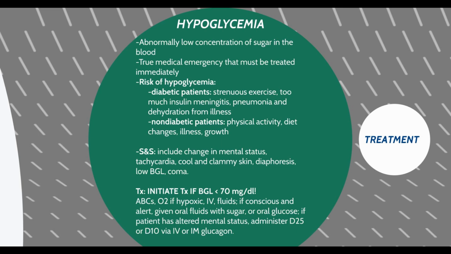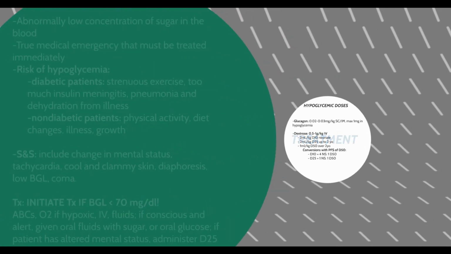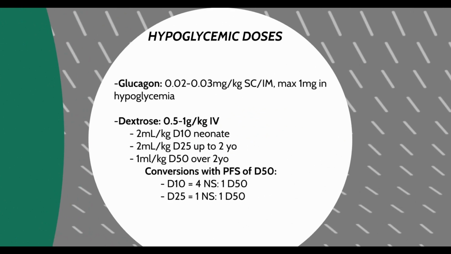All right. So if the patient has an altered mental status, you can administer D25 or D10 via the IV, or you can administer intramuscular glucagon. So let's look at the treatments and the different dosing regimens of these different medications. So starting off, glucagon, you can administer 0.02 to 0.03 milligrams per kilogram intramuscularly with a max of 1 milligram for hypoglycemia.